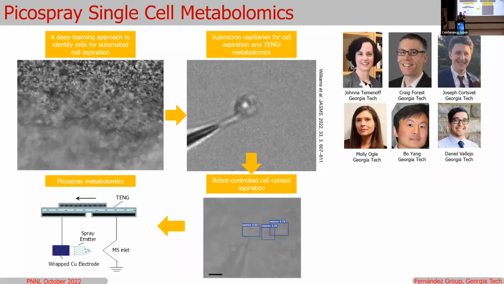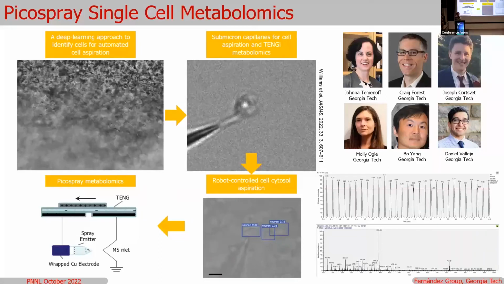We take that capillary and we put it in front of a mass spectrometer. And because the technique uses such a low volume, we're talking about picoliters of sample per spray, you can get several experiments done on that very small volume. And it's very, very sensitive.